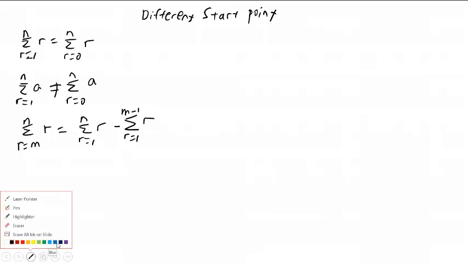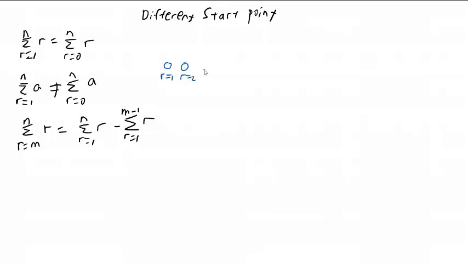So let us draw some balls to illustrate this, right? Okay, so let's say this is the first term here, r equals to 1. This is the second term, r equals to 2. And okay, this is r equals to m. And the previous term will be m minus 1, right? And you sum up all the way until n, r equals to n.